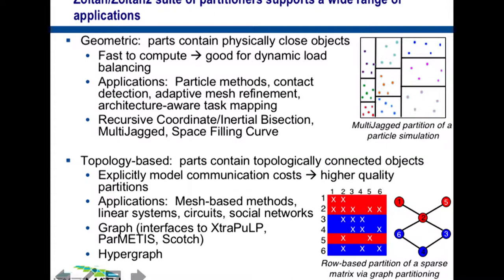So Zoltan supports a variety of partitioners, both geometric partitioners as well as the topological partitioners. The typical geometric partitioners are recursive coordinate bisection or inertial coordinate bisection, Nolte-Jagged, which Karen Devine developed, or the commonly applied space-filling curves that are very nice on adapted AMR types of meshes where you're just subdividing elements.